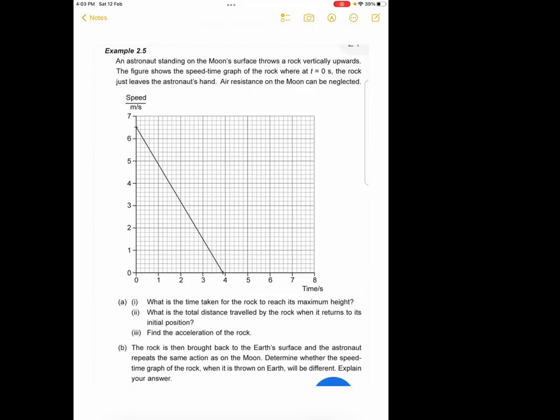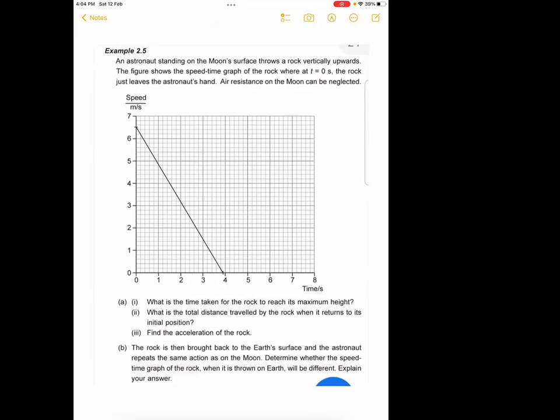All right, so let's read the question. An astronaut standing on the moon's surface throws a rock vertically upwards. The figure shows the speed-time graph of the rock, where at t equals 0 seconds, the rock just leaves the astronaut's hand. Air resistance of the moon can be neglected. And then we have this speed-time graph. What is the time taken for the rock to reach its maximum height?